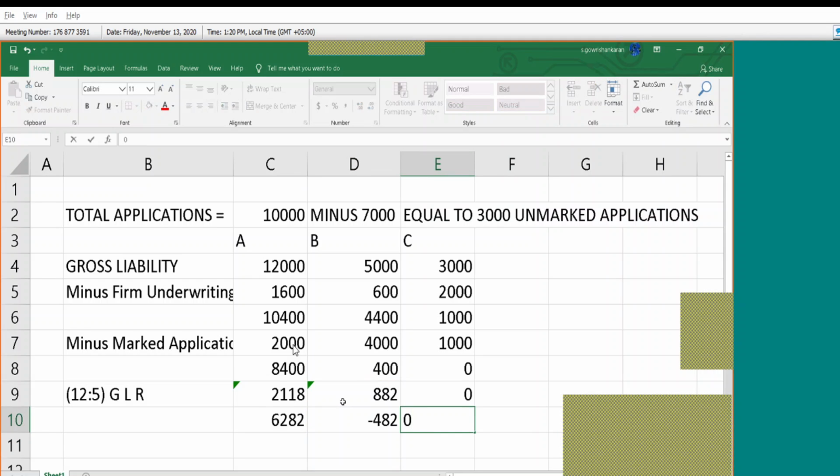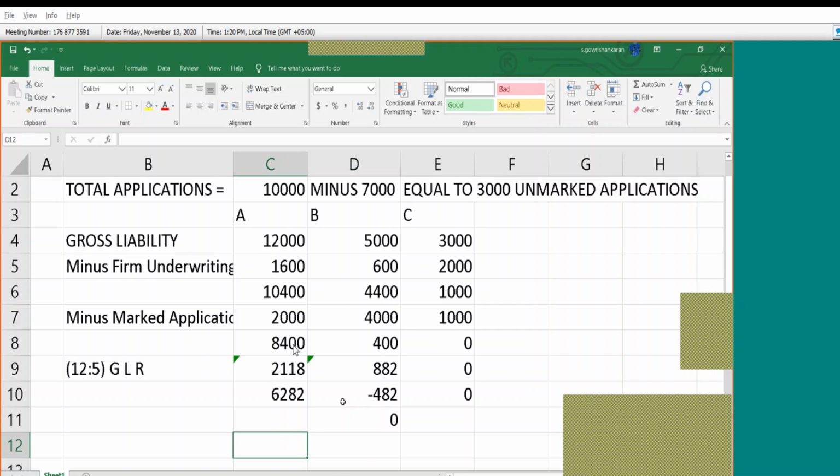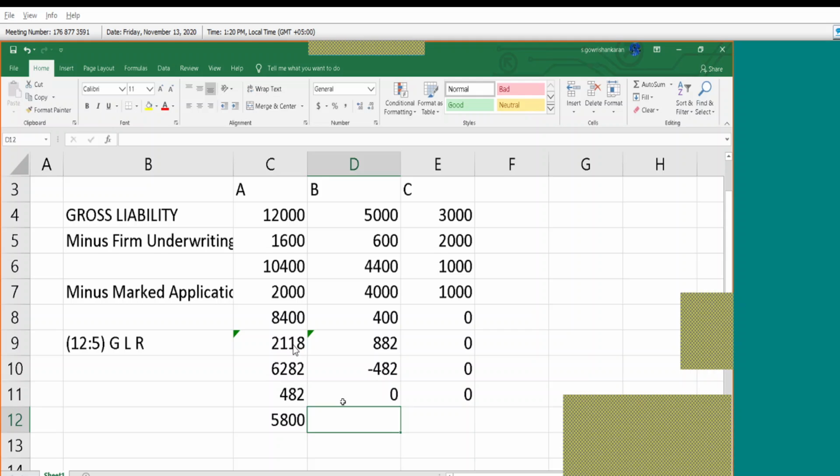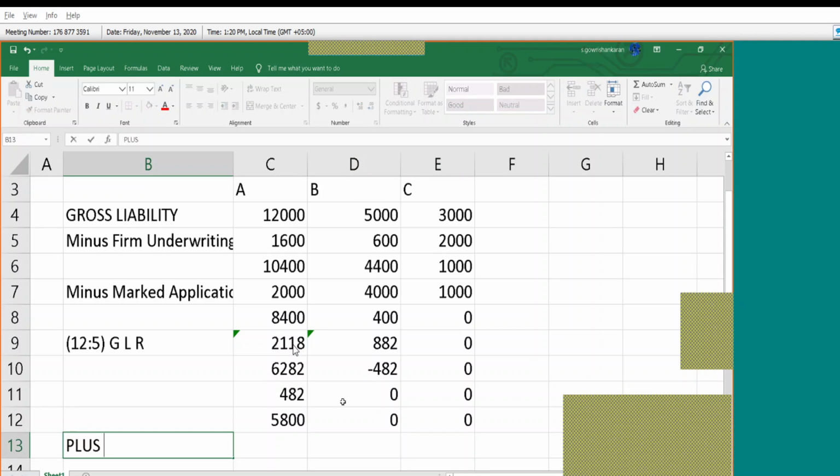So here already 0. Forget about C. Here again this B is having some excess application of 482. C is already having 0. B is also having excess application of 482. This 482 can be directly transferred to A. So that C and B are 0. Again if you deduct 6282 minus 482, it is 5,800, 0, 0. Okay.